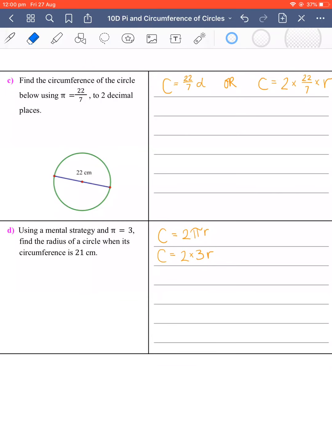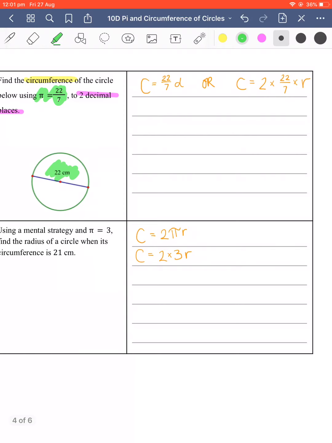C. Next one we're doing, again let's keep track of what we're after. We are finding the circumference of a circle, and we have a specific value we're using for pi, and we have to have it to 2 decimal places. And we have been given our diameter. You can do this one of 2 ways. First, you could halve your diameter to get your radius, which is what I'm going to show you first. Or if you're okay using this formula, you just plug it straight in. But I'm going to do this method because that's the one we're going with.